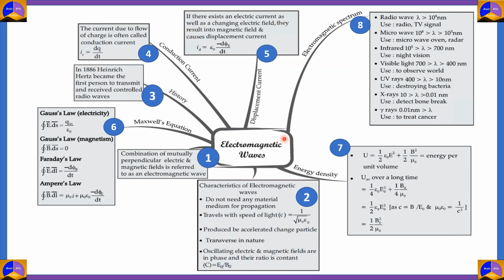Phase 1 would look at the general overview of the chapter. Phase 2 will look at the characteristics of electromagnetic waves. Phase 3 will look at the history of electromagnetic waves. Phase 4 and 5 will deal with conduction and displacement current respectively. Phase 6 will look at James Clerk Maxwell's 4 equations with regards to electromagnetic waves. Phase 7 would look at energy density, and the last phase, 8, would look at the electromagnetic spectrum.